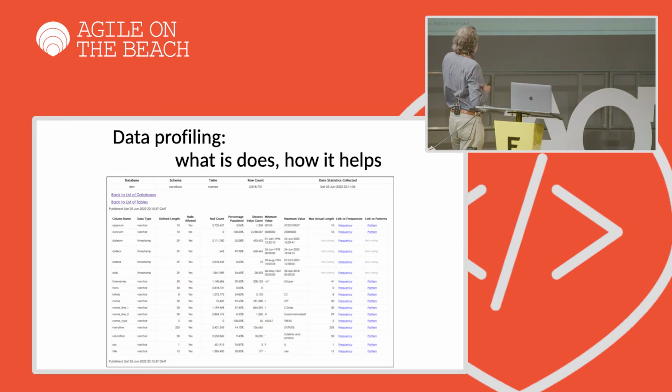So we have how many nulls are there in this column? In that one, the total rows is 2.8 million. The top one, 2.7 million of them are null. So that's quite interesting. How many distinct values are there? What's the minimum, what's the maximum, what's the maximum actual length, and then we've got frequencies and patterns that I'll come back to.